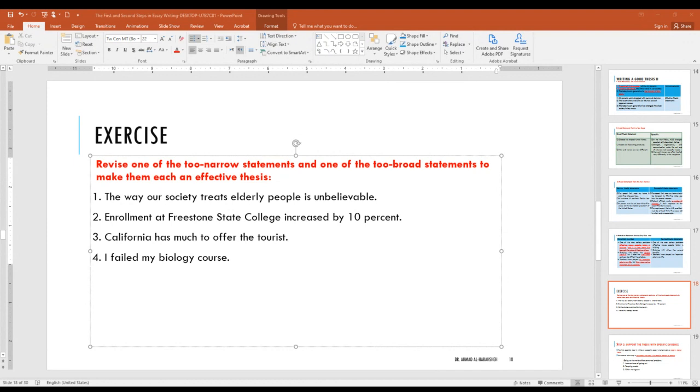How about the last one? "I failed my biology course." Is this a good thesis statement? Is it narrow or broad? It is very narrow, too narrow. Yes, it's too narrow. So we'd like to rewrite it to make it an effective or successful thesis statement. What can we say here?